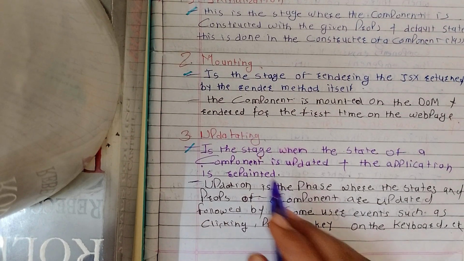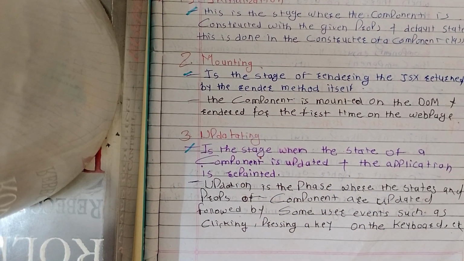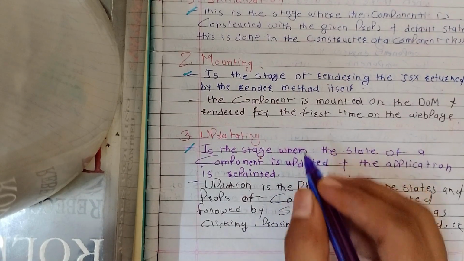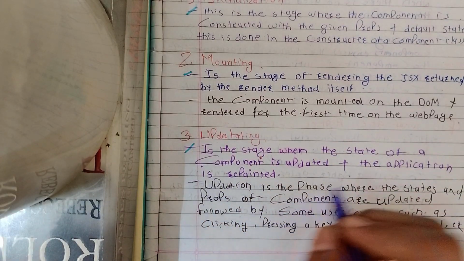Then the third phase is updating. It is the stage when the state of a component is updated and the application is re-rendered. Like if you declare let a = 2 and after some time we reinitialize it with 3, this is the stage of updating.